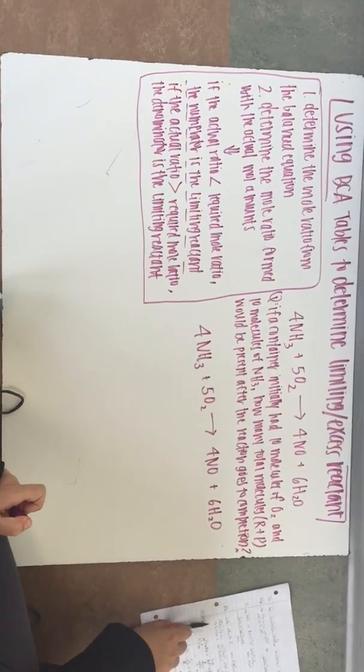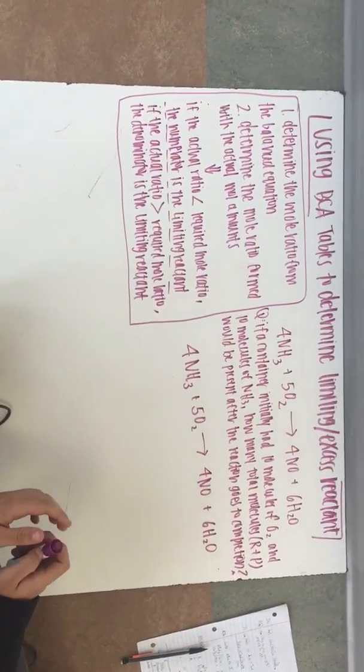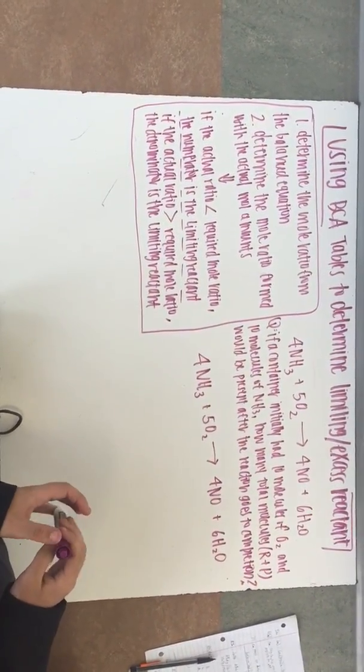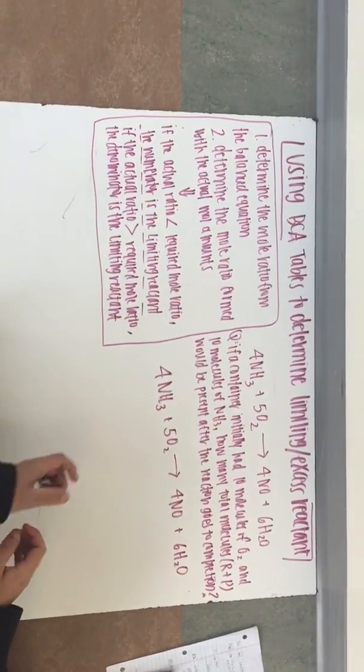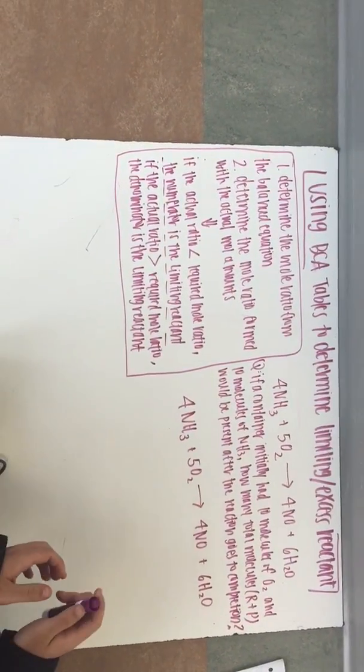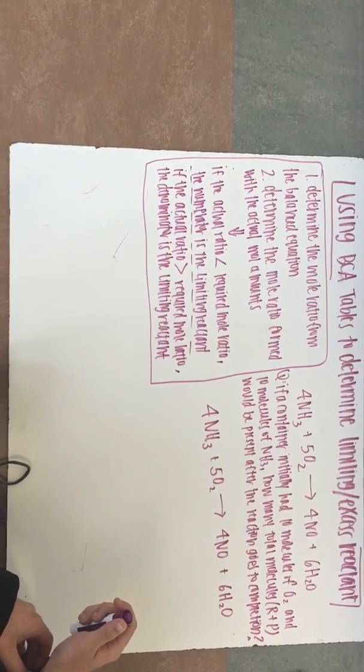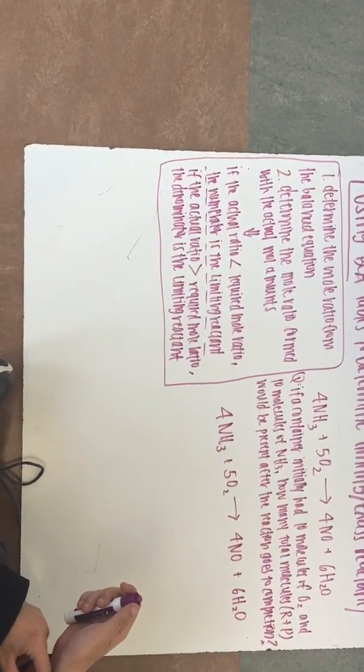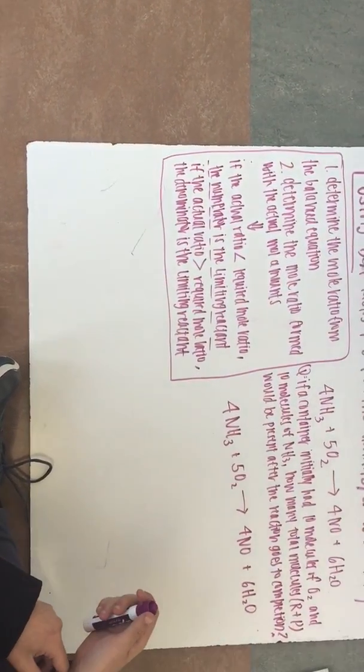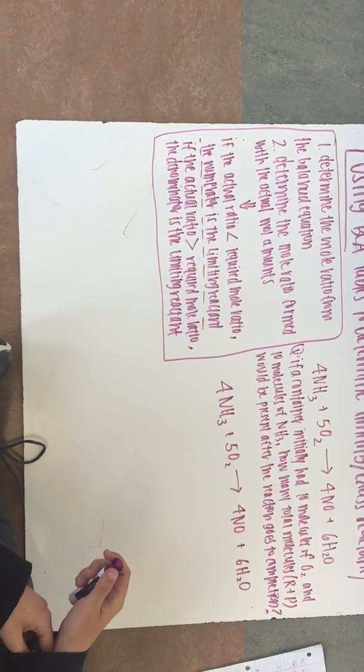Hello guys, today we're going to be using a BCA table like we learned in the last video to determine the limiting and excess reactants. First we have a couple steps written down here. 1, determine the mole ratio from the balanced equation. Then 2, determine the mole ratio formed with the actual mole amount, then the arrow.